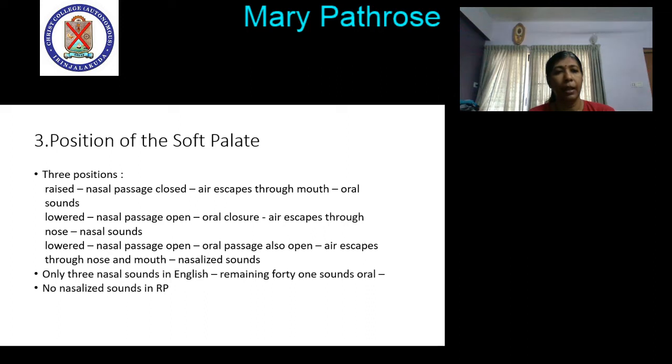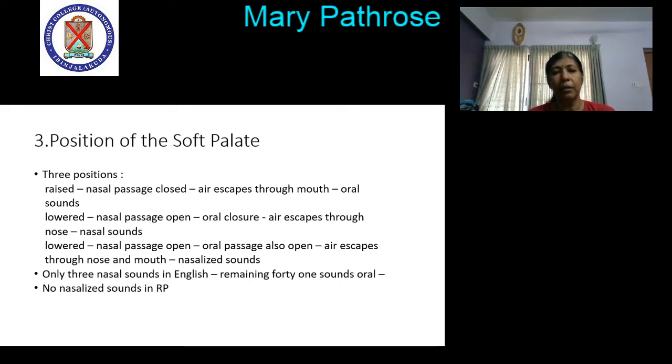If the nasal passage is closed, and if there is no restriction or block anywhere in the oral cavity, the air coming from the lungs can escape freely through the mouth. This is what happens when oral sounds are produced. The air cannot pass out through the nose, it can escape only through the mouth.